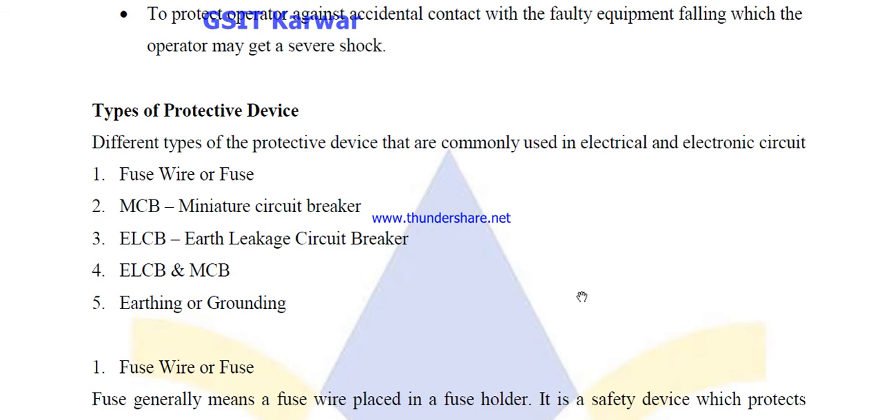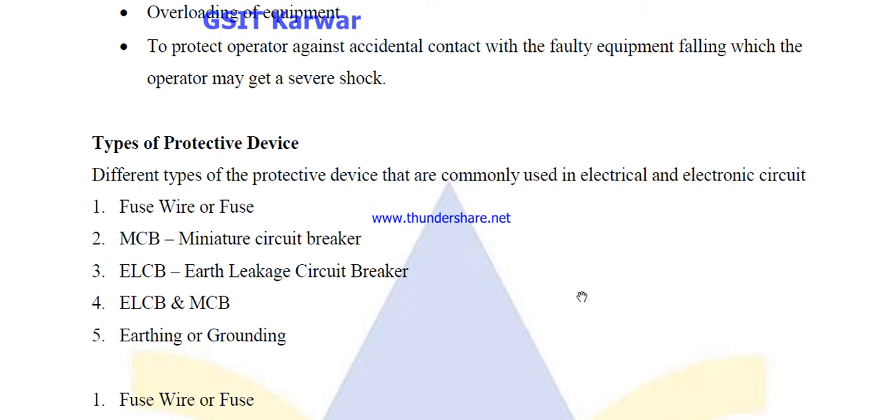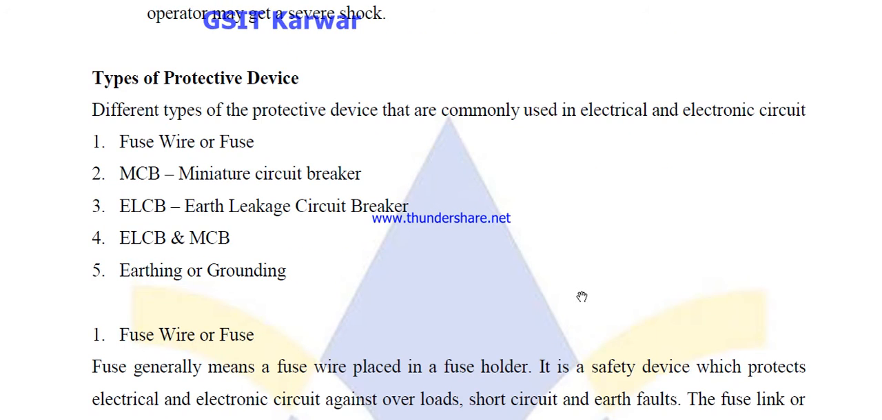Types of protective devices. What devices are there and what are the types? Let's see. Different types of protective devices that are commonly used in electrical and electronic circuits: fuse wire or fuse, MCB, miniature circuit breaker, ELCB, earth leakage circuit breaker, and earthing or grounding.